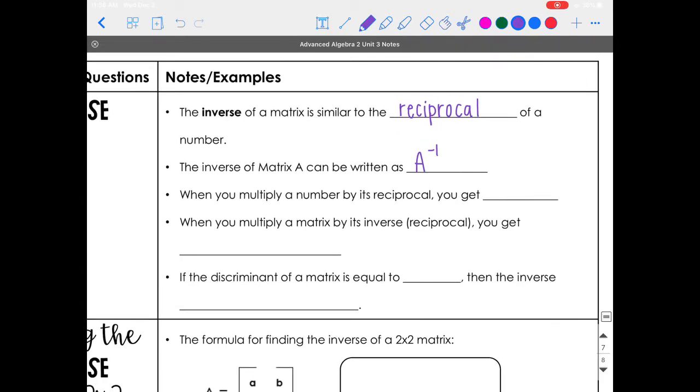-1 exponent. And if we multiply a number by its reciprocal, just like I showed you, you get 1. But if you multiply a matrix by its inverse, similar to a reciprocal, you get the identity matrix. And it looks like this. So it's got zeros and ones in it. The ones, if you had a 3x3, go down that diagonal. That's an identity matrix.